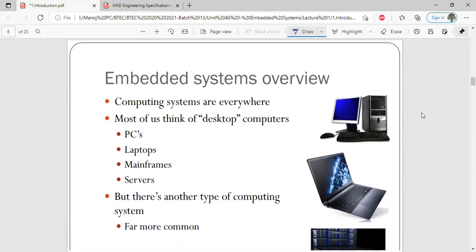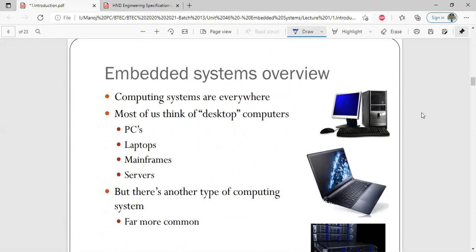So if we talk about what is an embedded system, embedded systems are everywhere, right? Most of us think of desktop computers. So what is this? This is a desktop computer, right? These are computers. So are they single purpose or multi-purpose?